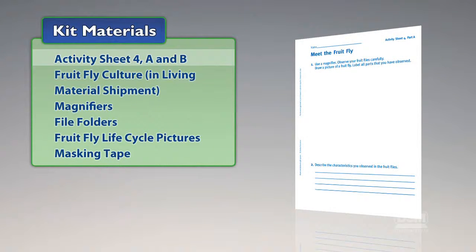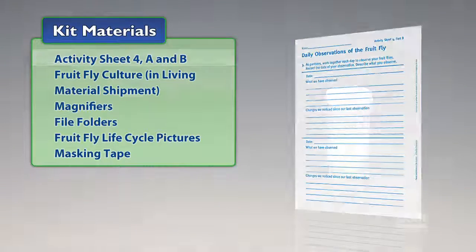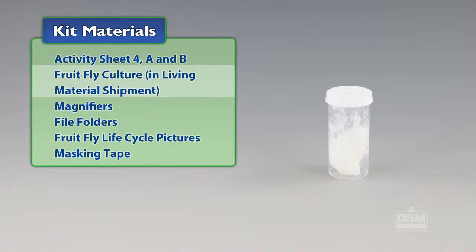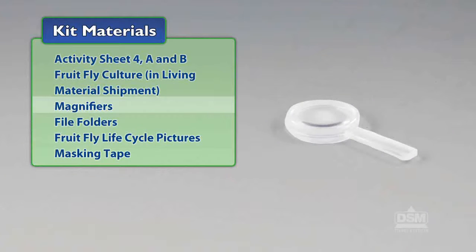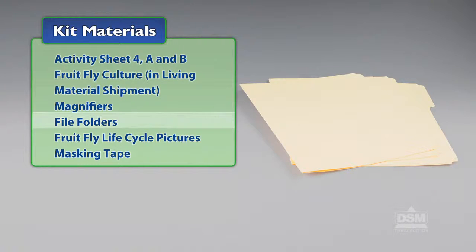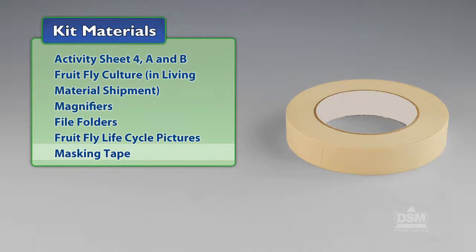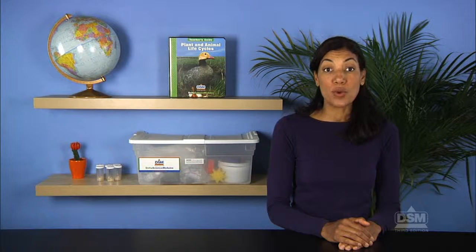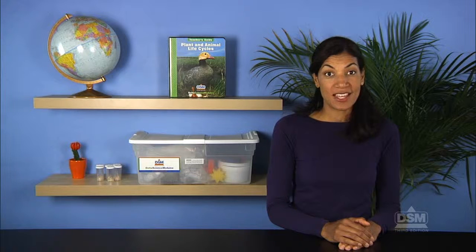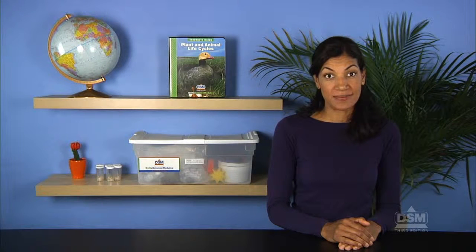You will need the following materials from the kit: Activity Sheet 4, Parts A and B, fruit fly culture in living material shipment, a magnifier, file folders, fruit fly life cycle pictures, and masking tape. To prepare for the activity, order the fruit fly cultures 4 weeks before the activity. Make sure to begin the activity within 3 days of receiving the shipment.